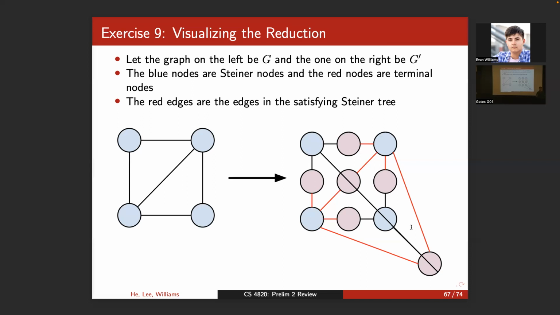I see blank stares. Yeah? Like the whole reduction? Yeah.